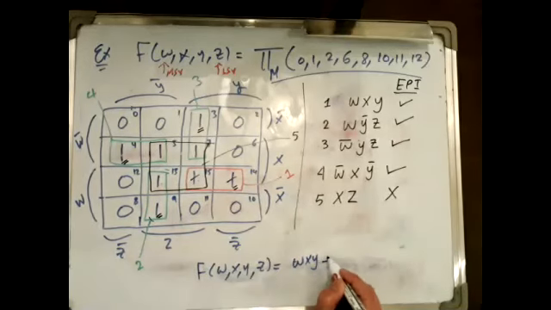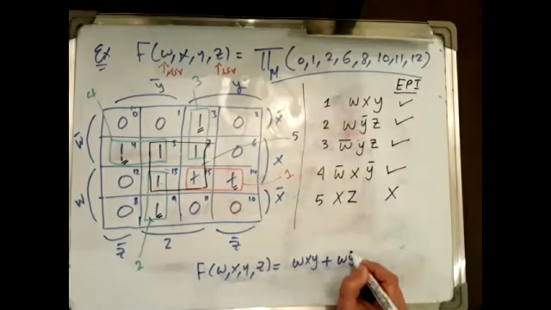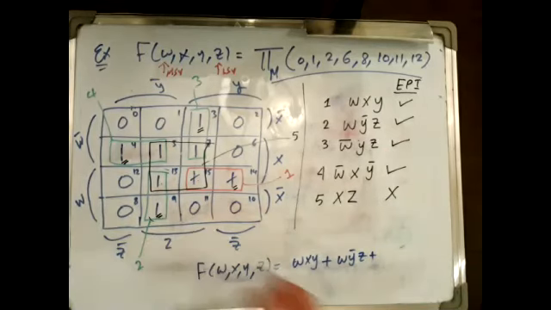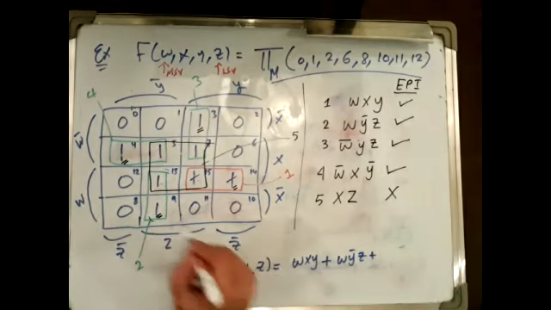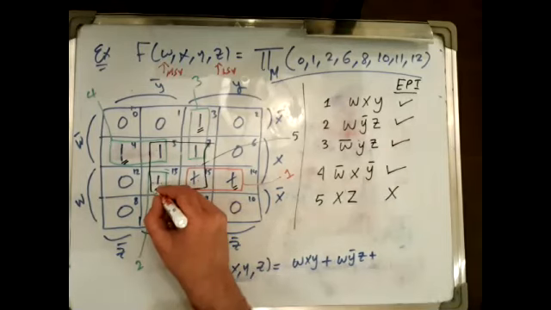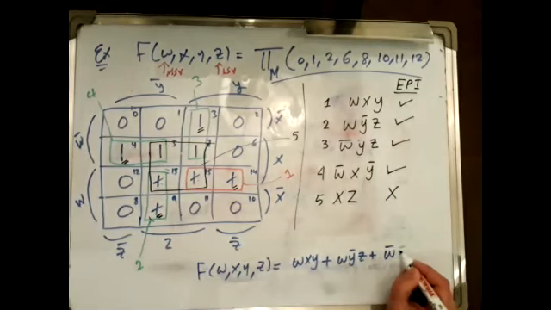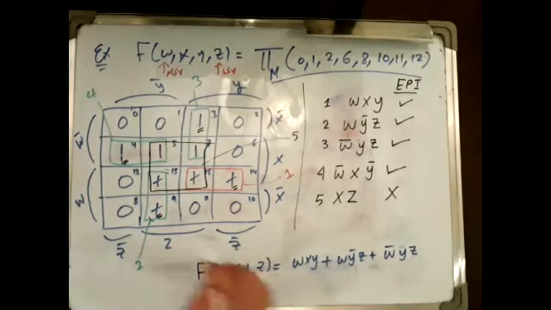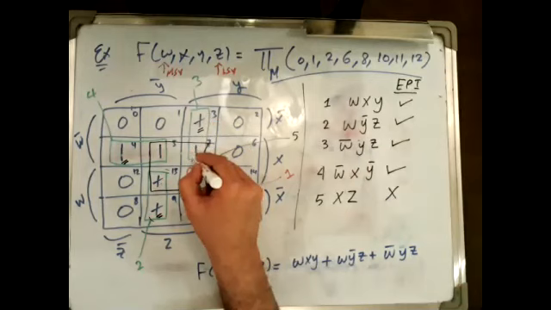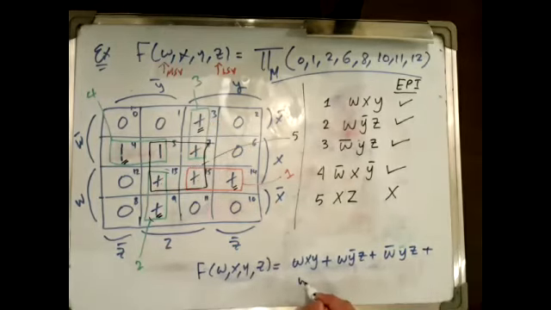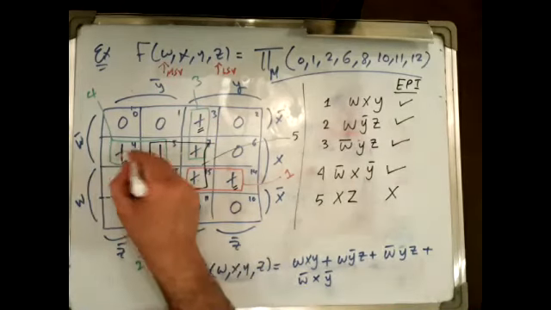Number 2 is essential. I need to include it in my expression, W y bar z. So this is number 2. If I include this in my expression, this implies that I covered this one and this one. Number 3 is W bar YZ, which implies that I covered this one and this one. Number 4 is W bar X Y bar, which implies that I covered this one and this one.